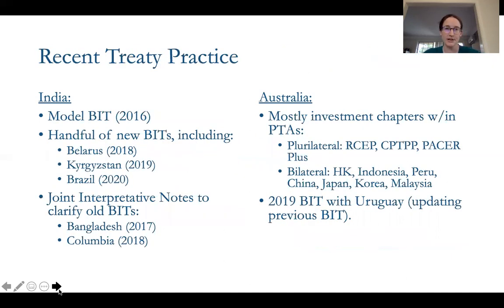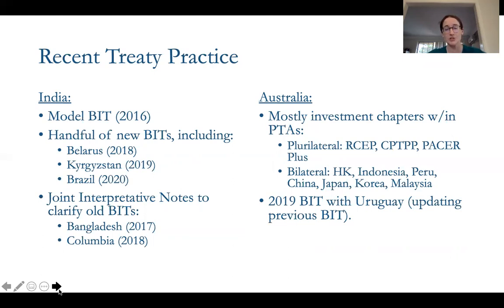In terms of recent treaty practice, for India, we have the model BIT of 2016, and then there's been a small handful of new agreements that have been concluded on the basis of that model, most notably treaties with Belarus and Kyrgyzstan. India's also entered into an investment agreement with Brazil, but that largely follows the Brazilian model, which is focused on investment facilitation and cooperation, and is quite different to a traditional BIT.